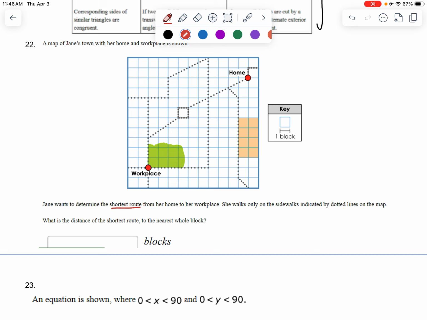Okay, so looking at our map here, I feel like it's pretty obvious where our shortest route is. So we are looking at this route right here. So we are trying to map out this guy. I could be wrong. Correct me if I'm wrong. I believe that that is the shortest distance.